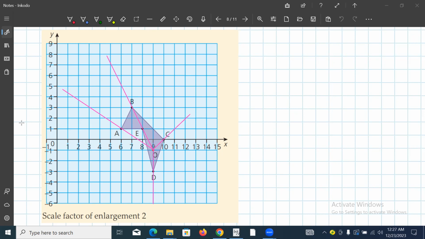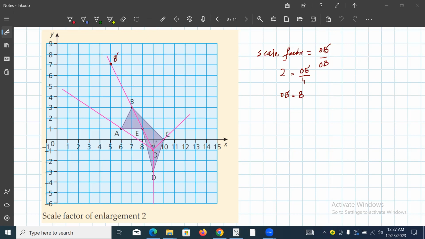Now the first thing, we know that the scale factor is equal to OB dash over OB. The scale factor is 2, and OB dash we are looking for. OB we can count from here 1, 2, 3, 4. So it means OB dash equals 8. So we will count 8 boxes. Already we have 4, so 4 more: 5, 6, 7, and 8. This is the point where we can say B dash.